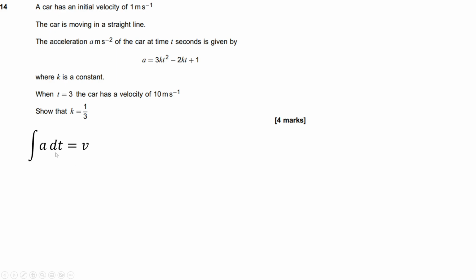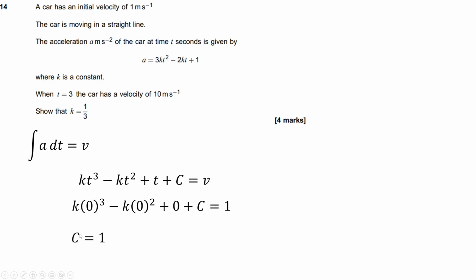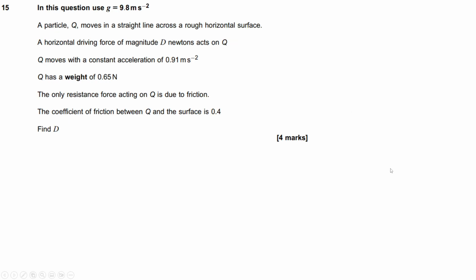If we integrate acceleration with respect to time, we'll get velocity. So all we need to do is integrate this. This becomes 3kt to the power of 3 over 3, this becomes minus 2kt squared over 2, and this becomes plus k, plus some constant c, and that equals velocity. Now when t equals 0, v should equal 1 because that's the initial velocity, so c equals 1. We'll plug that back in and get this. You might have been able to go from this line to this line without plugging anything in. We know that when t equals 3, v equals 10. Plug that in, and you'll get k equals a third.